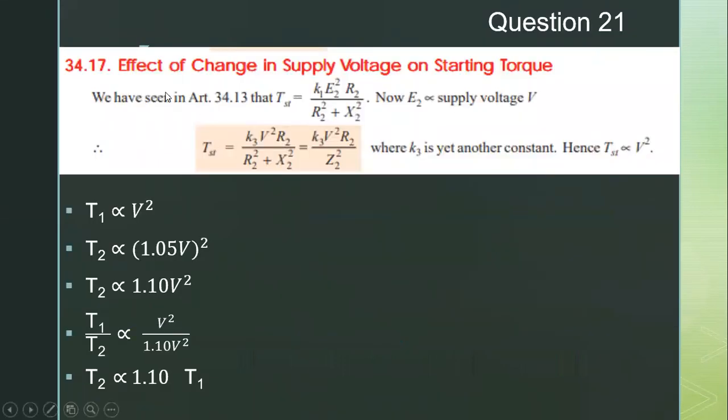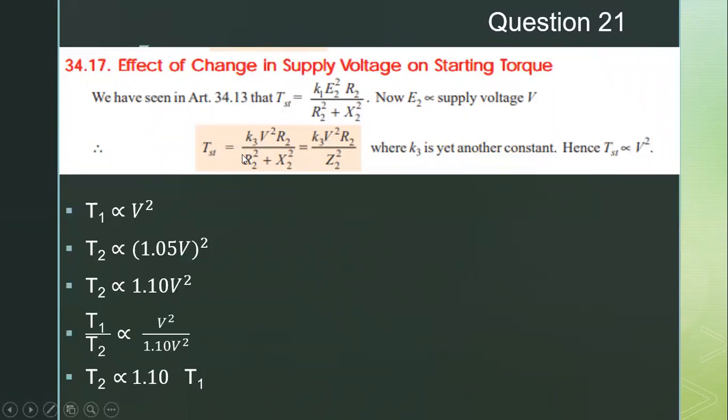There is a relation: the effect of change in supply voltage on starting torque T_ST is K1 into E2 square into R2 divided by R2 square plus X2 square. This is an equation in the three-phase induction motor. Here you can easily understand that E2 means the rotor EMF, and E2 will be directly proportional to the supply voltage.